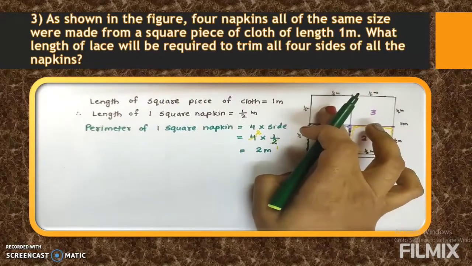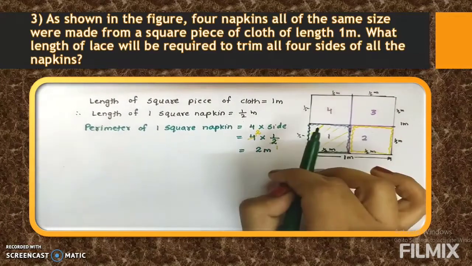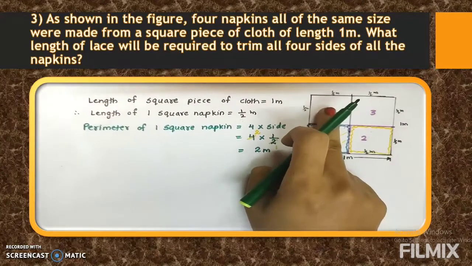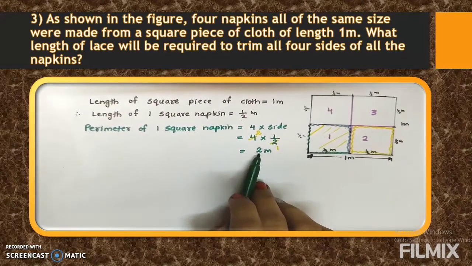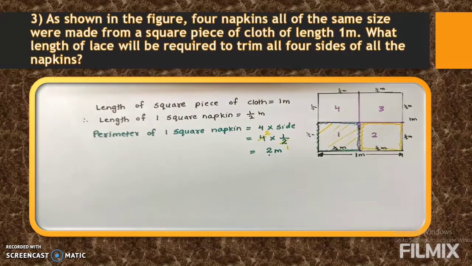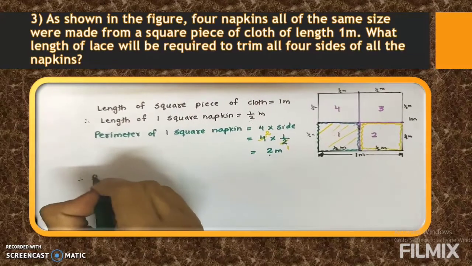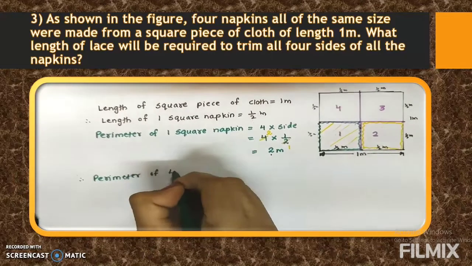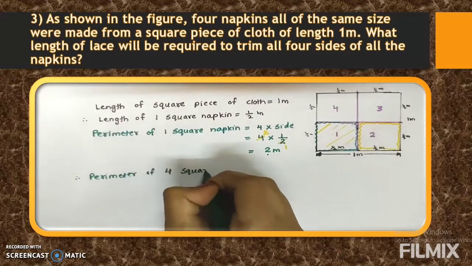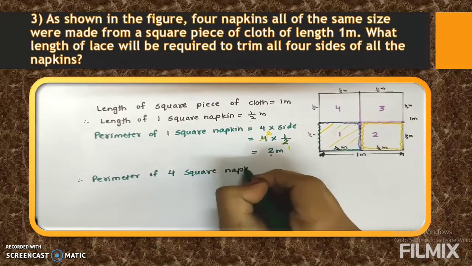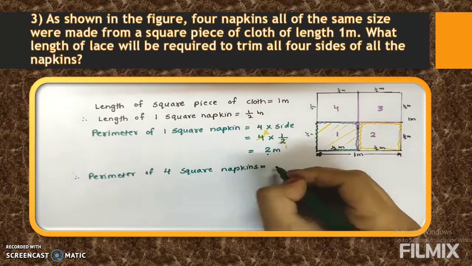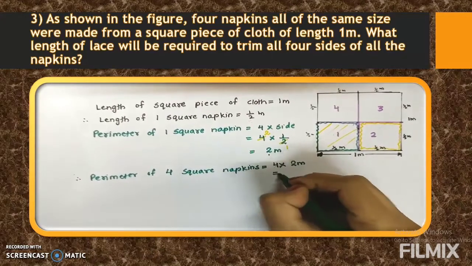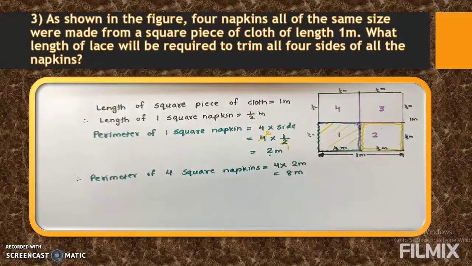How many napkins do we have? 4. As all 4 napkins are of the same size, for getting the perimeter of all 4 napkins, we will multiply this by 4. So what will we write? Therefore, perimeter of 4 square napkins. For finding the value, we will multiply 4 by 2 meter. So what answer will we get? 4 twos are 8 meter.